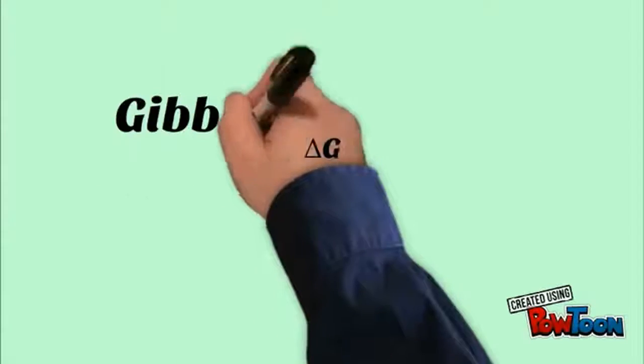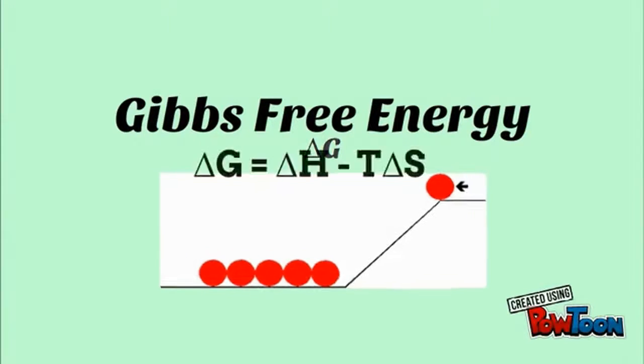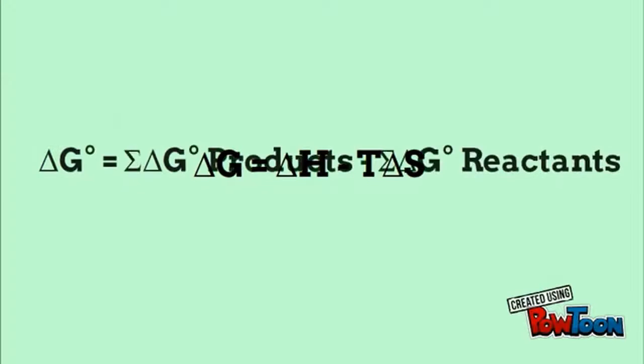Lastly, there is Gibbs free energy. This tells whether the reaction is spontaneous or non-spontaneous. This can be solved using this equation. Remember that T is in Kelvin. You can also use the standard Gibbs free energy of formation to solve it.